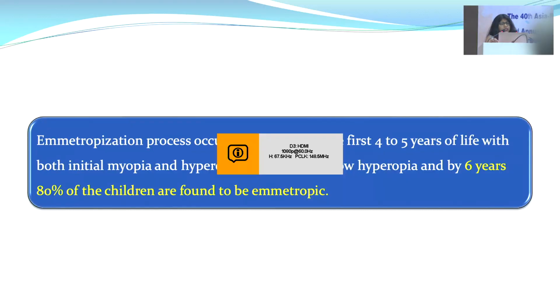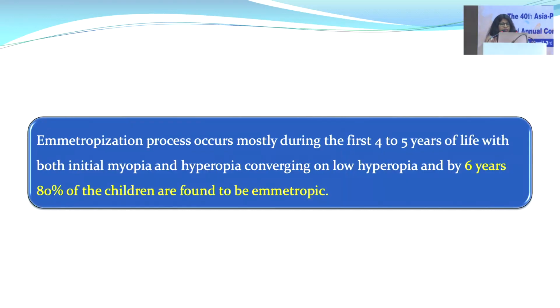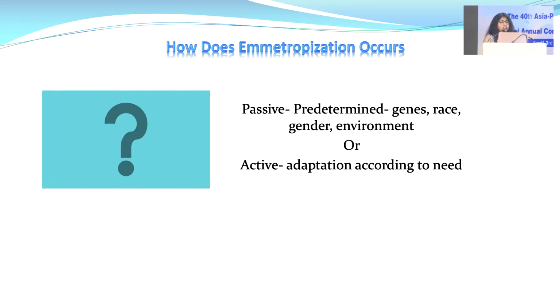As I said, it's a process that occurs mostly during the first 4 to 5 years of life, with both initial myopia and hyperopia converging on low hyperopia by the age of 6 years. By the age of 6 years, almost 80% of children are going to become emmetropic. And the rest of them, those who could not match this process, become ametropic. So how does this emmetropization occur? Is it a passive process or is there some active feedback mechanism going on? That is what this presentation is about.